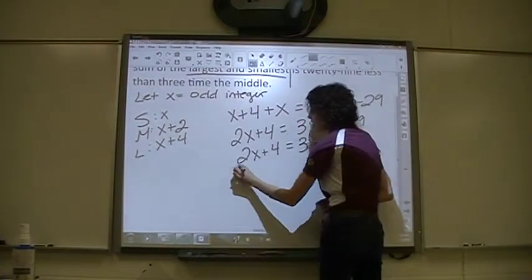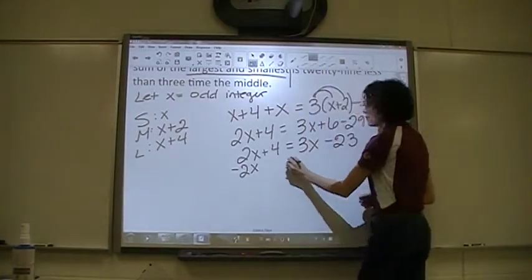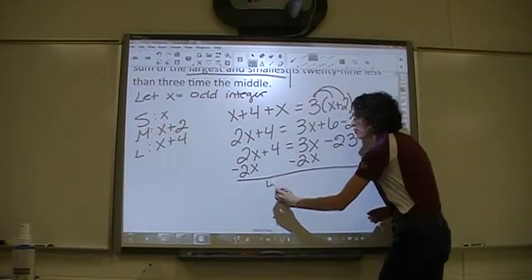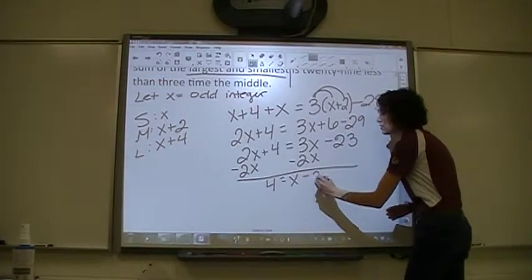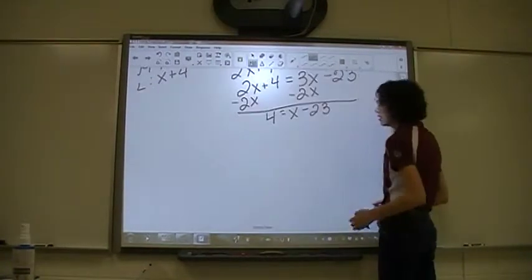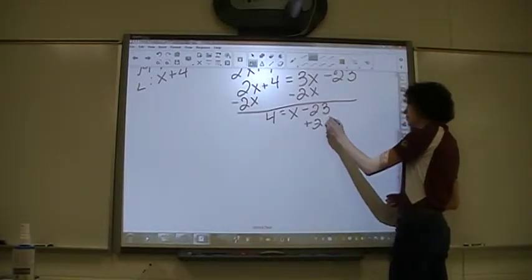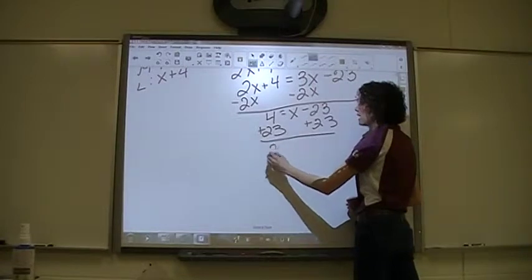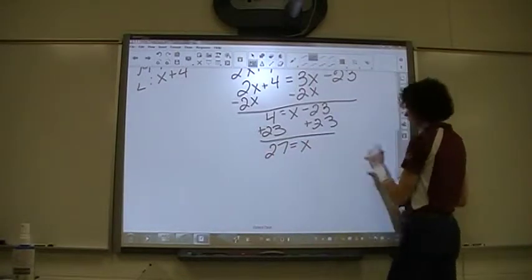Then you can subtract 2x on both sides so that we can combine our x's. So you have 4 equals x minus 23. And then add 23 to both sides. So you're going to have 27 equals x.